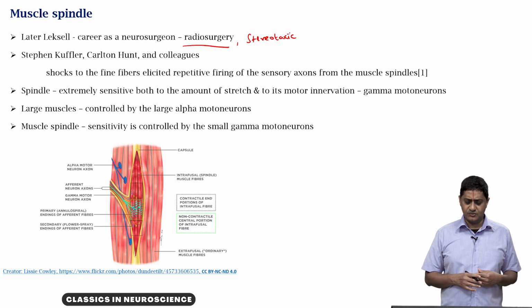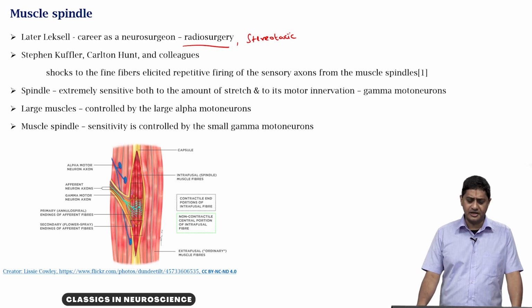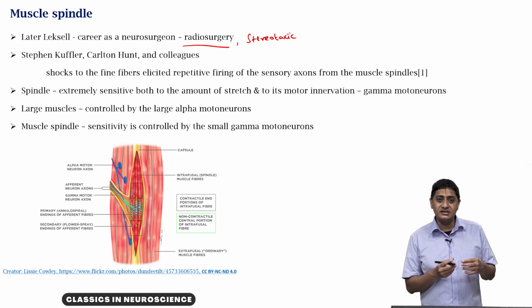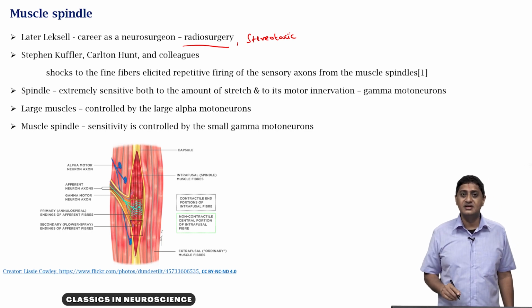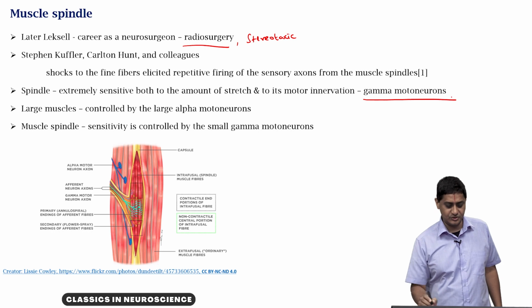This line of work was then carried on by other scientists, for example, Stephen Kuffler, Carlton Hunt and other colleagues, where they gave shocks to the fine fibers, and they found that it elicited repetitive firing of the sensory axons from the muscle spindles, showing that the output of the muscle spindles depends not only on the state of the muscle, but also on the sensitivity change given by the motor neurons. This set of motor neurons that attach to the ends of the intrafusal fibers are called gamma motor neurons.